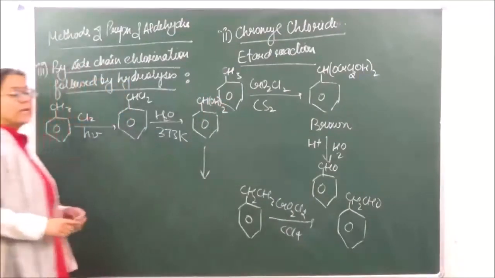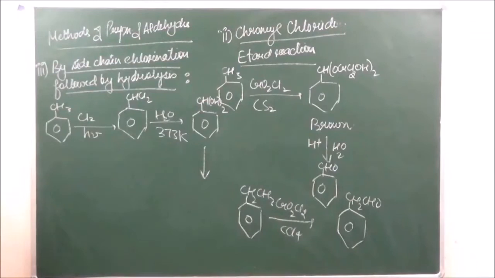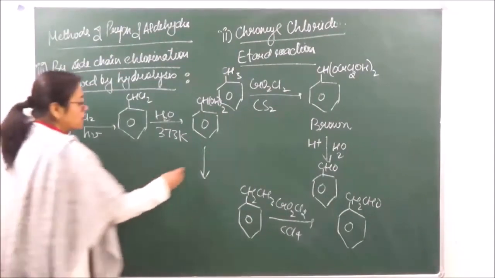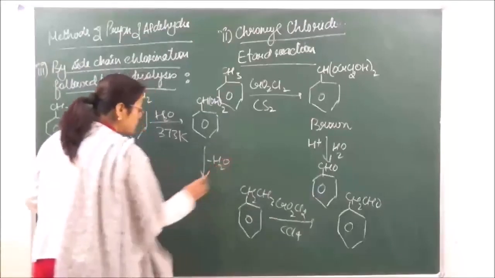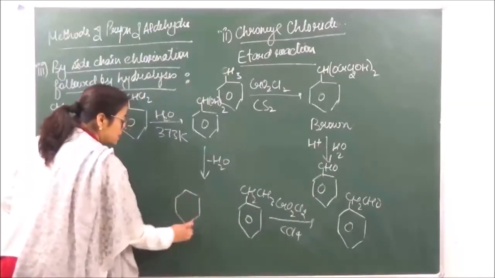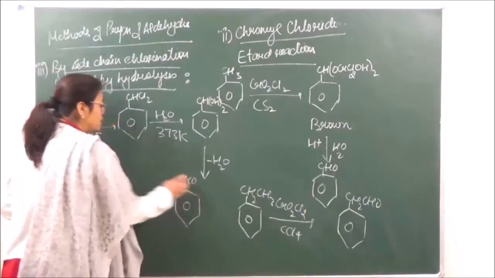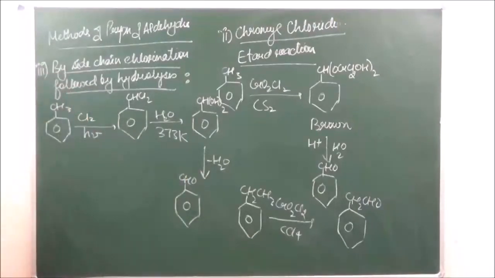And we already know that the gem dihalides, alcohols, are going to be unstable. They will immediately lose a water molecule to give us the respective aldehyde. Okay? Then the fourth method over here is the Gattermann-Koch reaction.